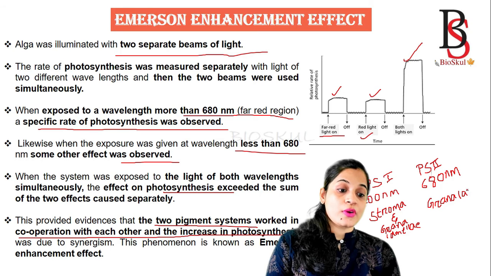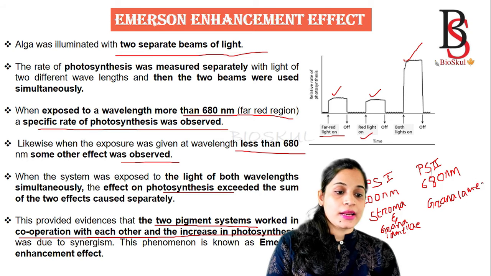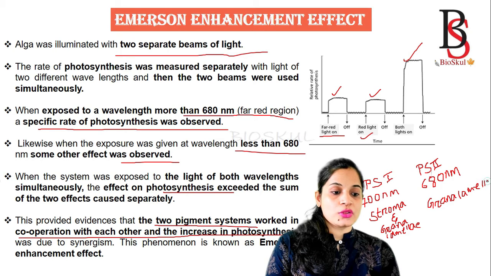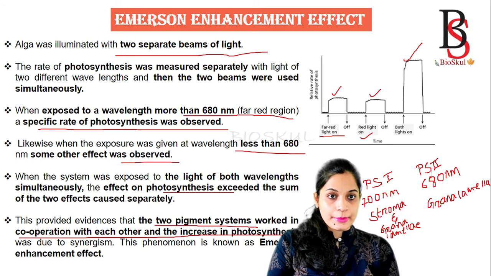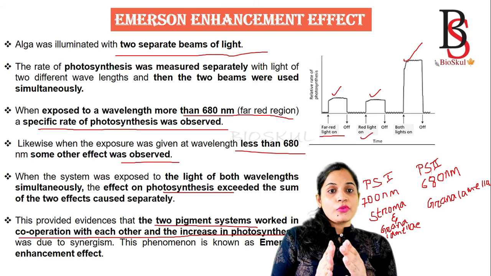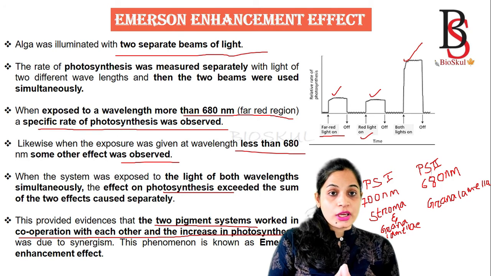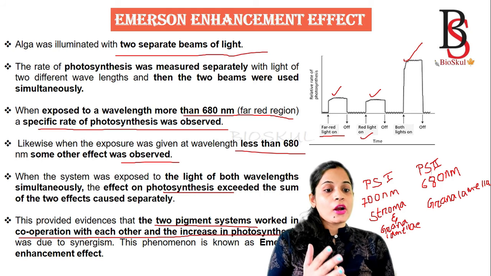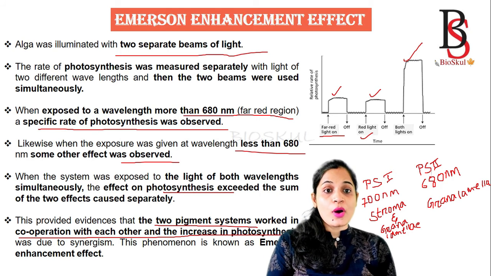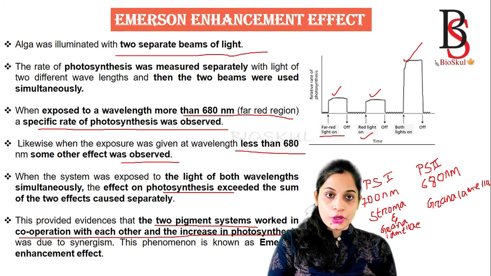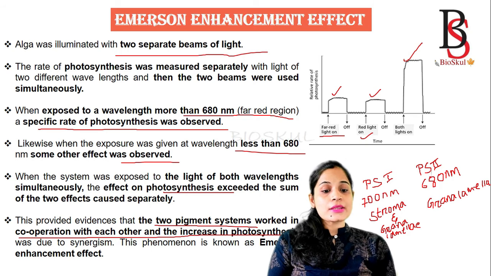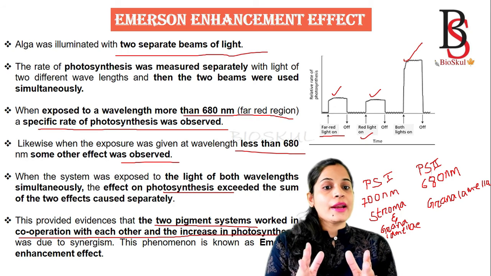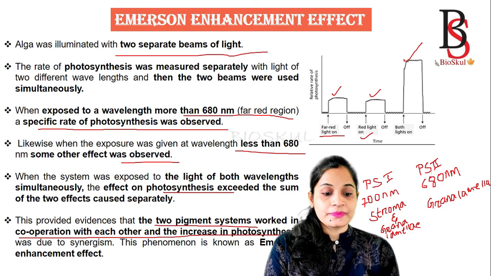Sometimes questions are also asked about where photosystem 2 takes place. It takes place in the grana lamella, and photosystem 1 takes place both in the stroma as well as in the grana lamella. And both photosystem 1 and photosystem 2 contain chlorophyll A and chlorophyll B, but the chlorophyll A content is higher in photosystem 1 than photosystem 2. So this is all about the red drop and Emerson enhancement effect.